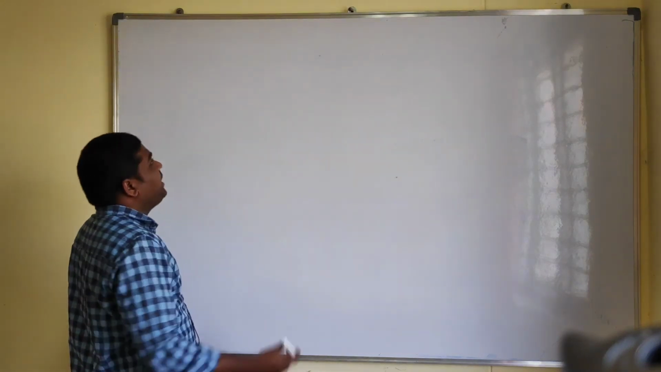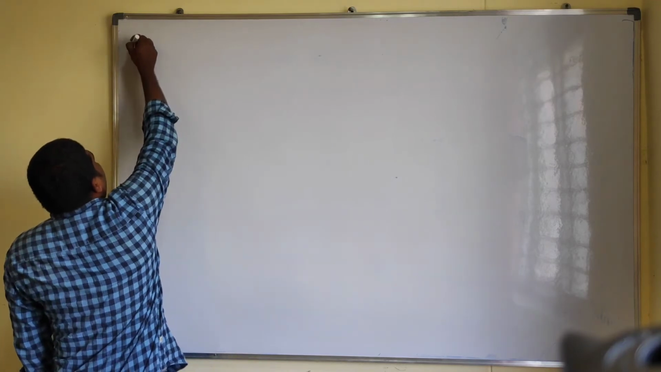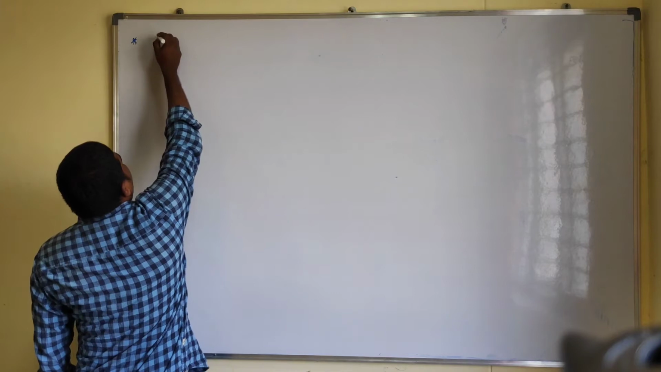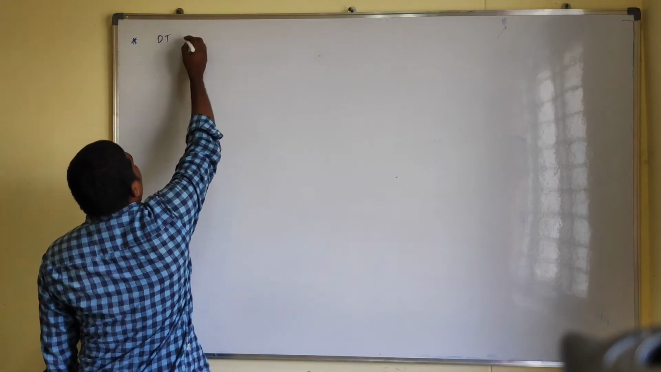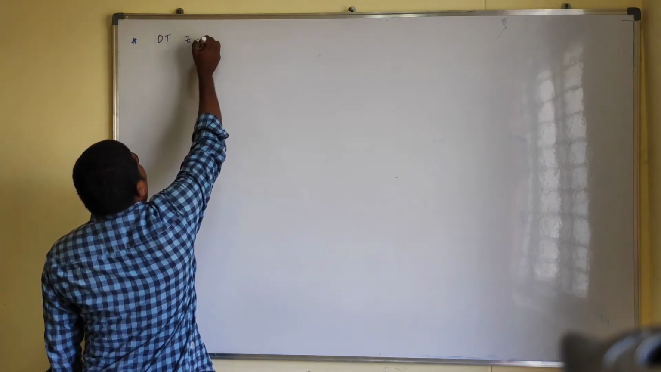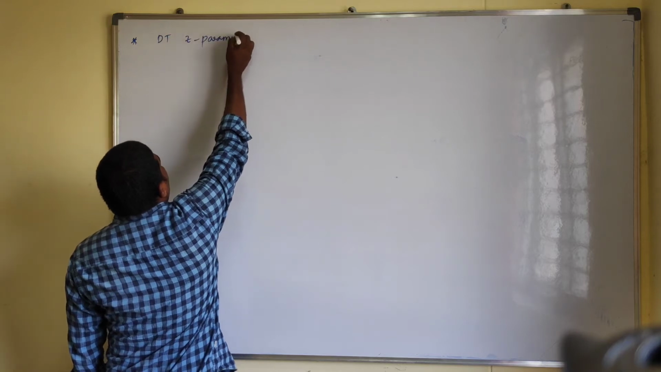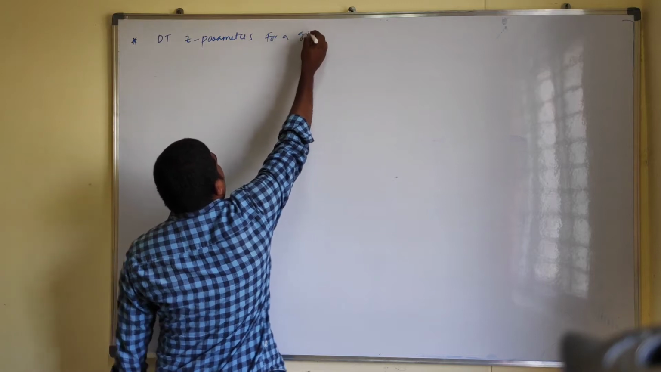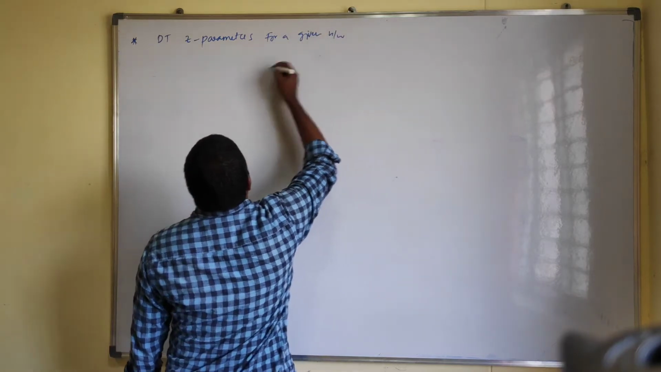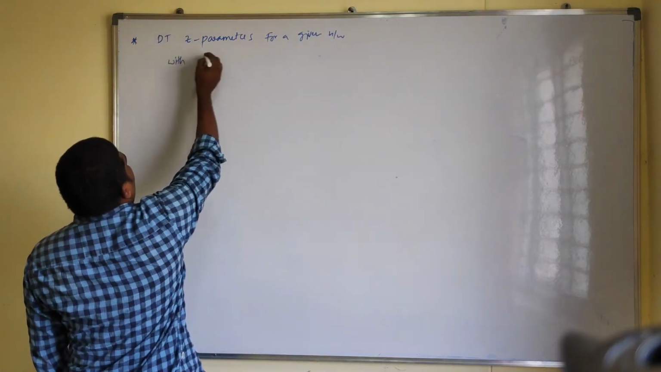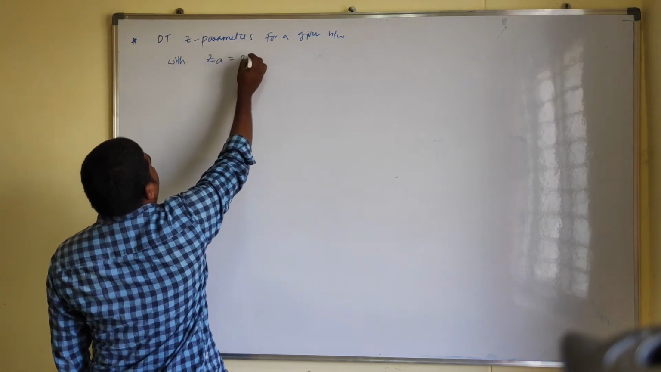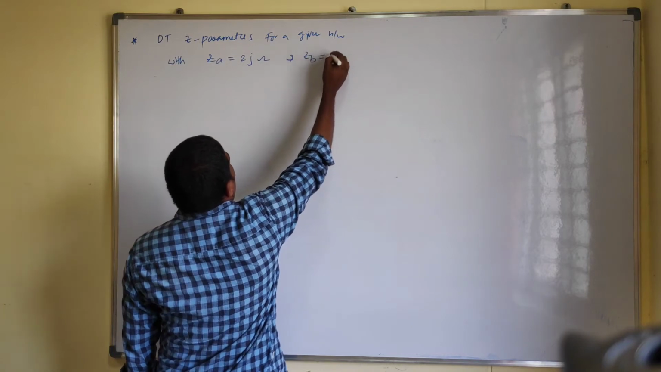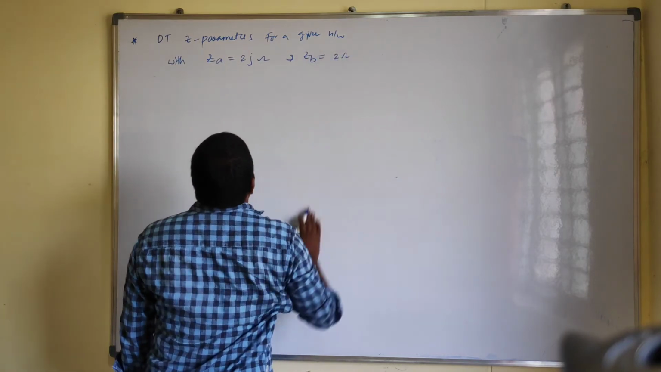So the next question here is, determine the Z parameters for a given network with ZA equals 2j ohms and ZB equals 2 ohms.